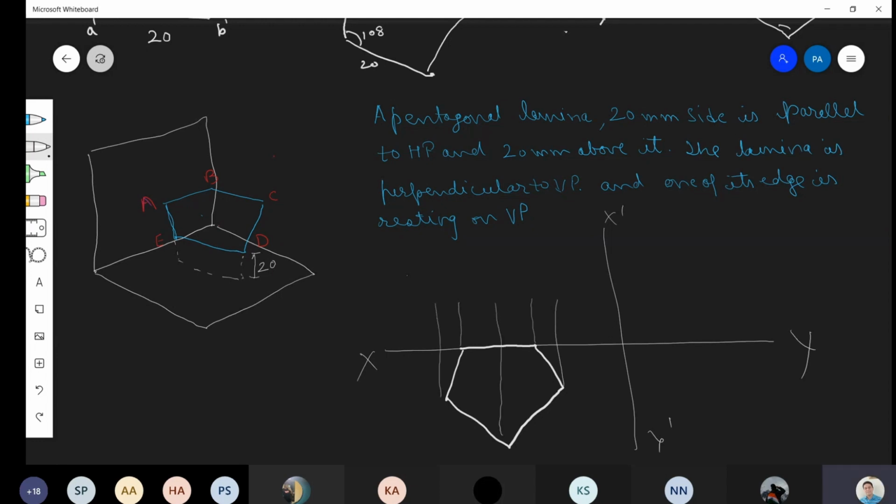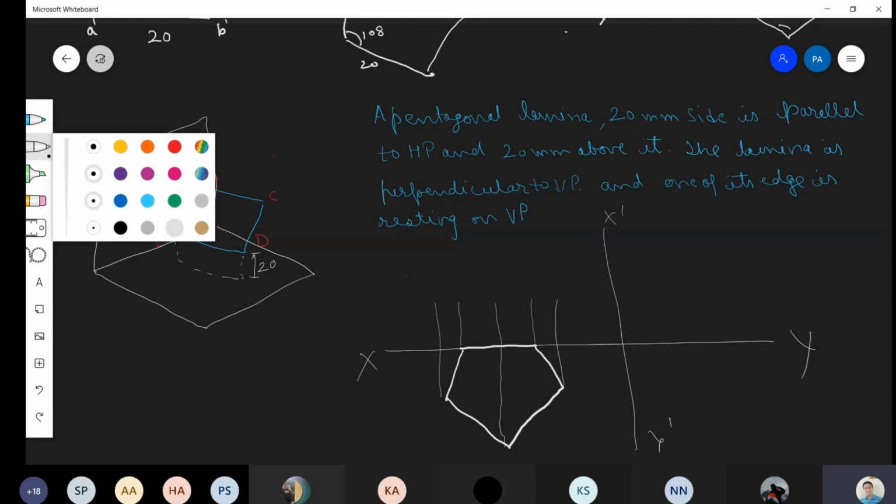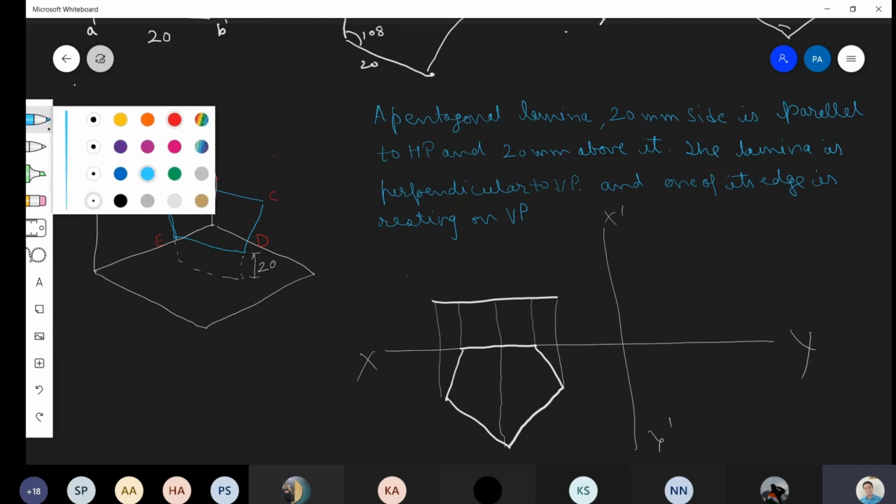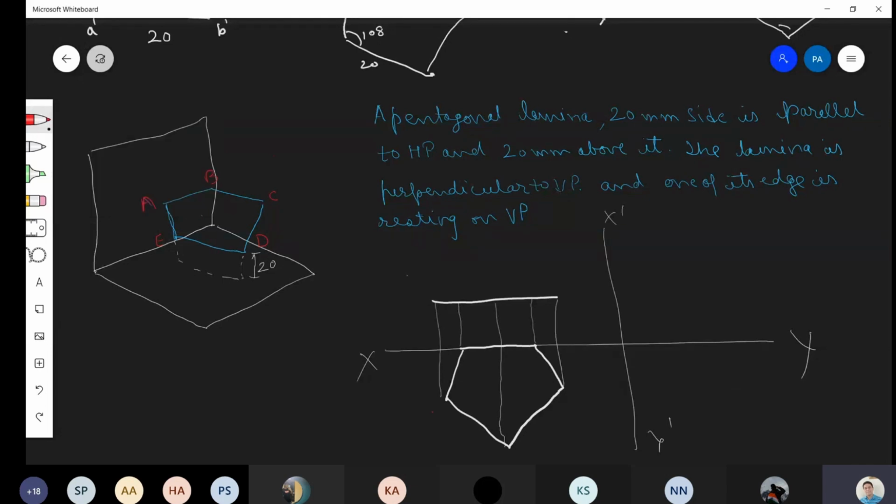We'll project it like this, and now we'll get the front view. So if I name it, say this is A, then A, B, C, D, and E, and we can write this as E dash. Pay attention: A dash, D dash, B dash, C dash.